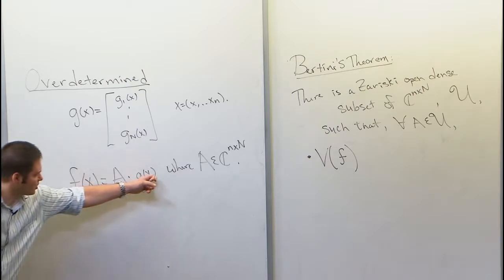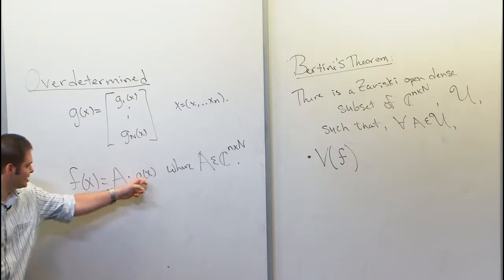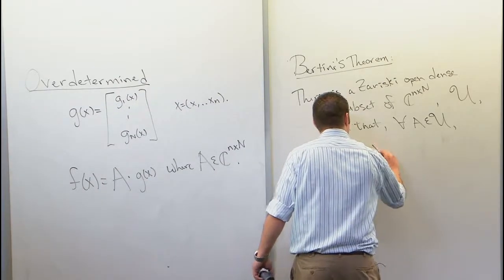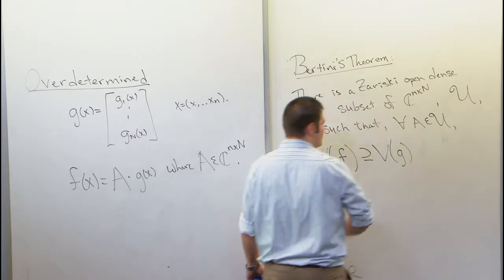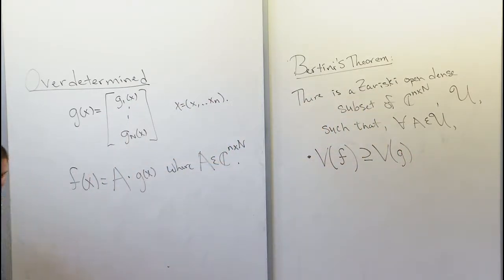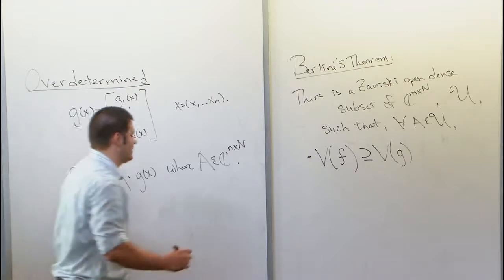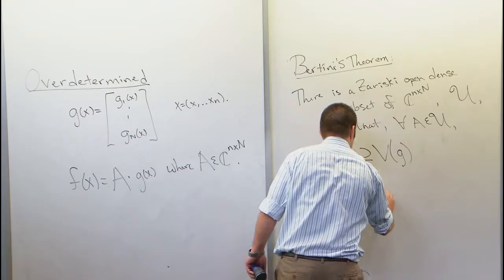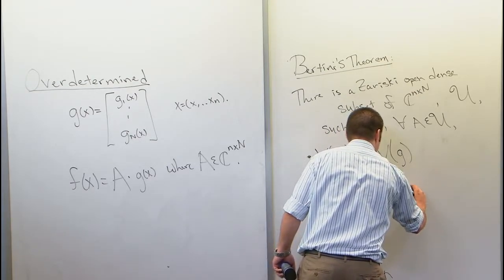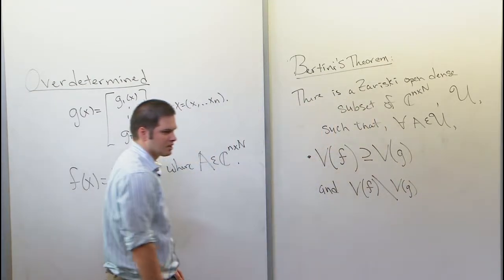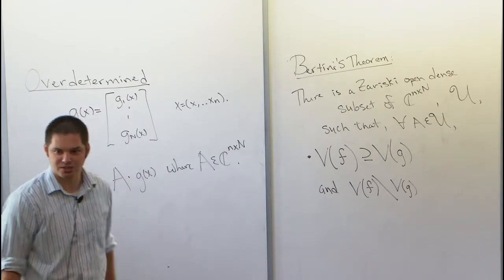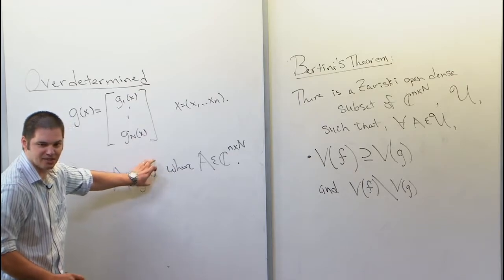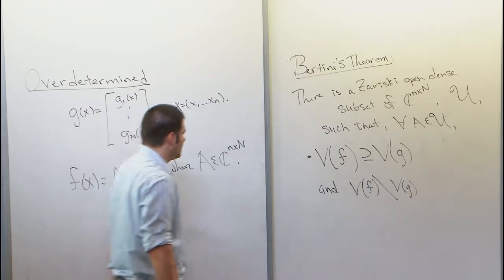Obviously, if I have a solution of g, A times 0 is still 0. So I know that this contains everything that I started with. What about the extra stuff? What happens to the extra stuff? It satisfies a randomization but doesn't actually satisfy my system.